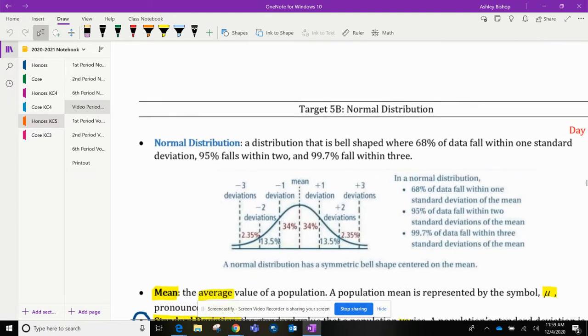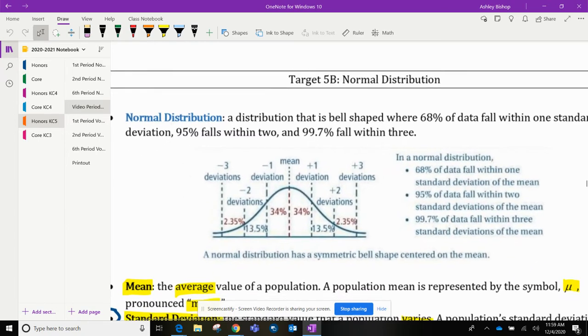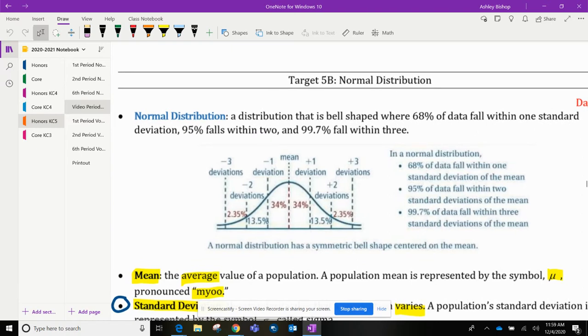Okay, so we are going to do target B day 2, which talks about normal distributions. We're going to be at the top of page 13 again, where I want to briefly talk about the definition of a normal distribution. A normal distribution is a way to display our data. It's a trend that we see, and it is a distribution that is bell shaped, kind of like a church bell or a hill, where 68% of the data falls within one standard deviation, 95% fall within two, and 99.7% fall within three. And we'll talk about that once we have everything set up.